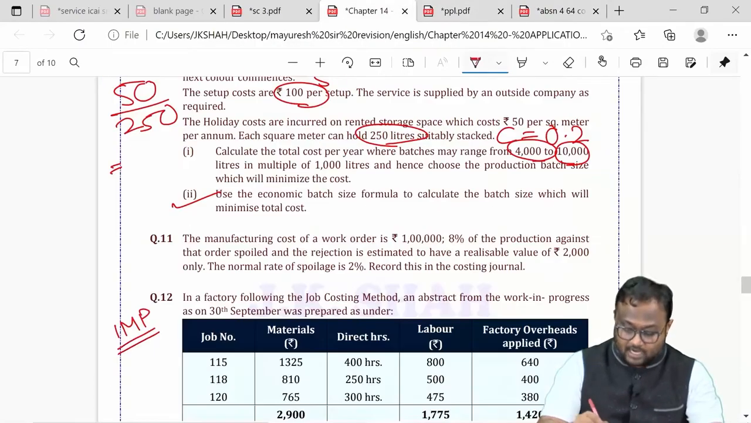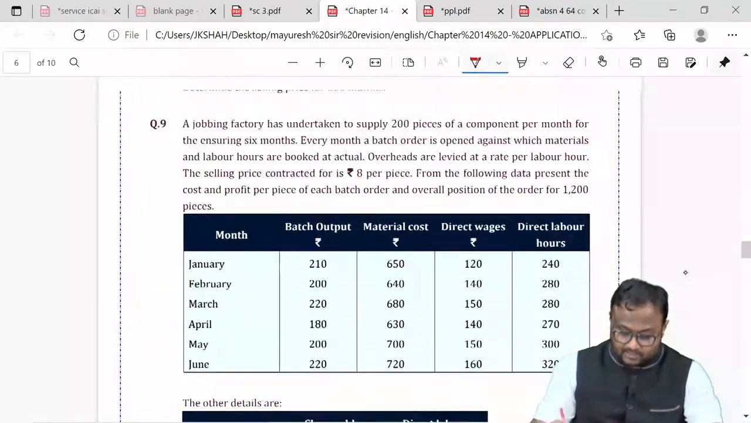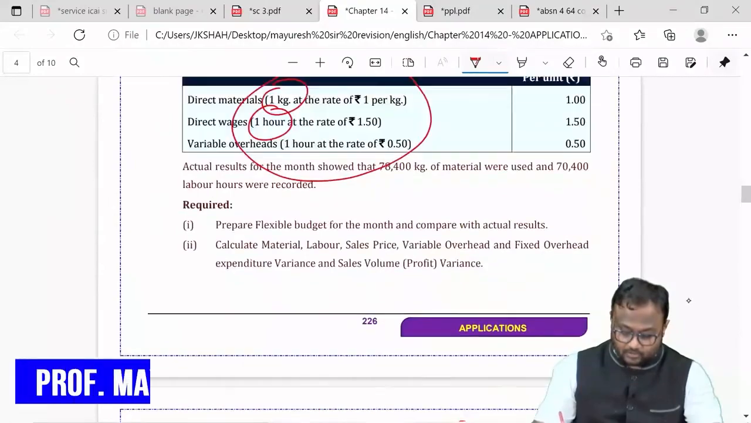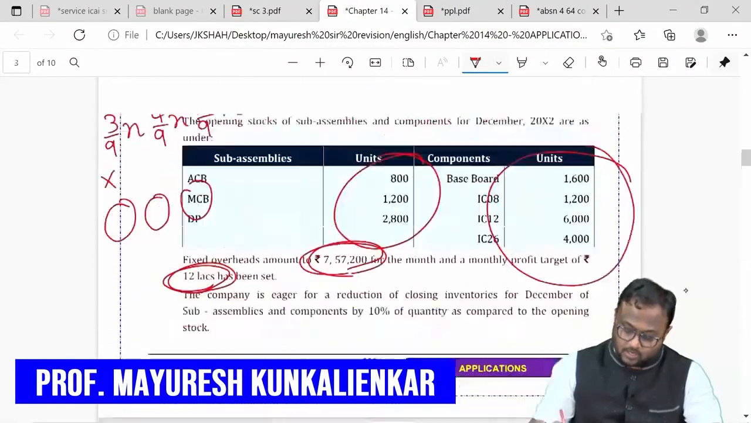So guys, that was your application topic. Rest everything is discussed in respective topics. You can refer to those topics. Your revision will be done.